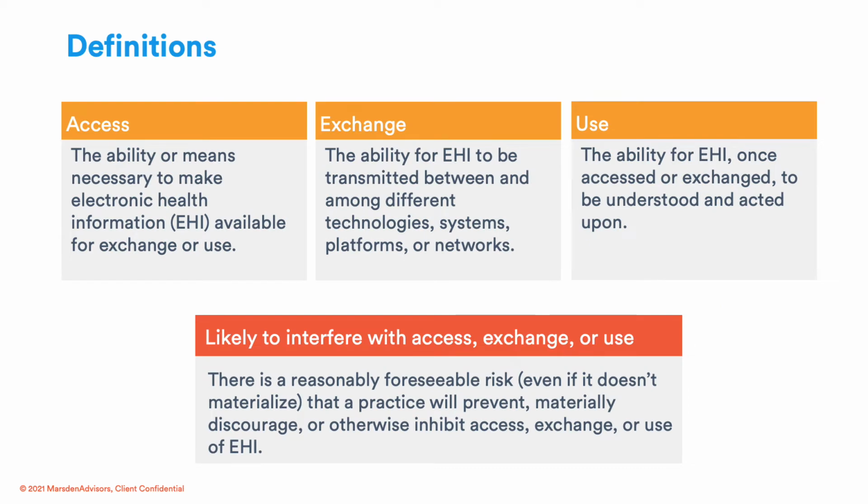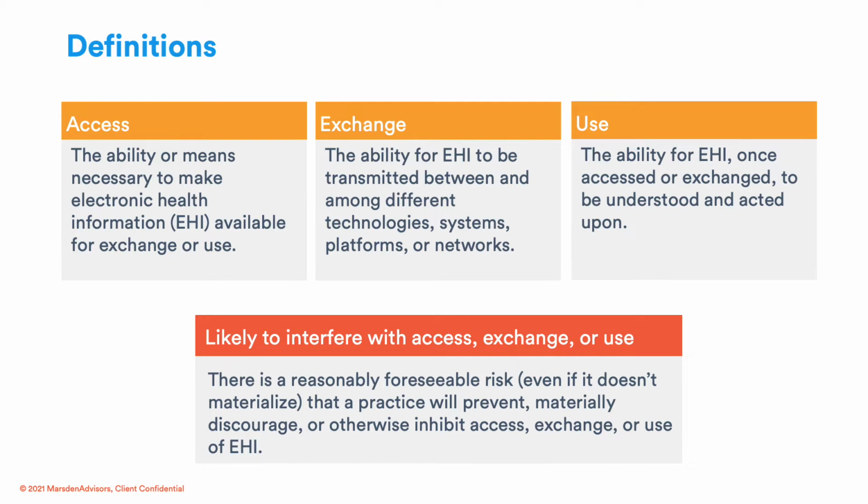The definition of information blocking relies heavily on the terms that you see on your slide: access, exchange, and use. So what do these terms mean? Well, legally, these terms mean the following: access, the ability or means necessary to make electronic health information, or EHI, available for exchange or use. Exchange, the ability for EHI to be transmitted between and among different technologies, systems, platforms, or networks. And use, the ability for EHI, once accessed or exchanged, to be understood and acted upon.